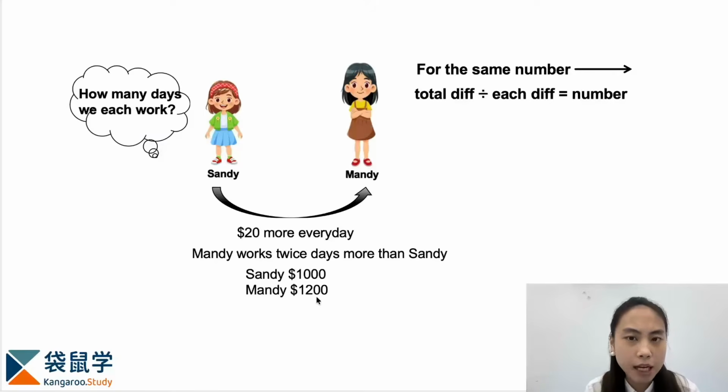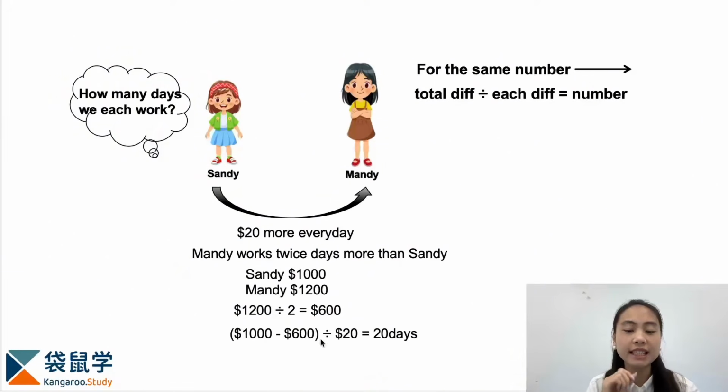And now let's imagine, if Mandy works the same days as me, what will change about her total salary? Also divided by 2. So here we can get $600. And now, can we use this calculation directly? Yes, we can. So here the total difference is 1,000 minus 600, then divided by each difference, which is 20, and get a number. So here we can get this calculation.